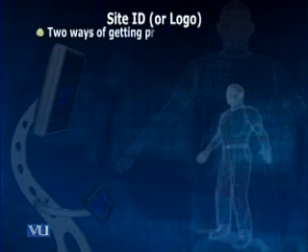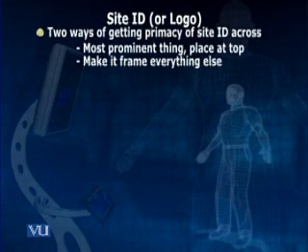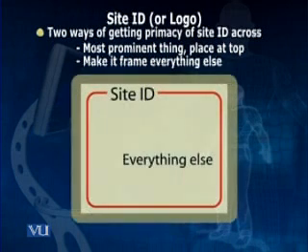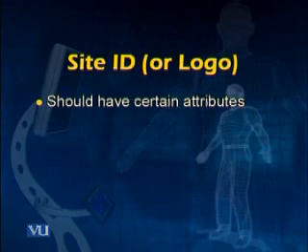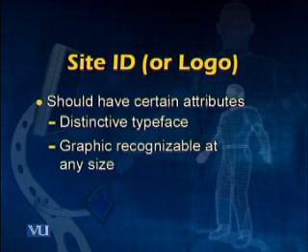So there are two ways of making the site ID prominent. आप उसको top पे place करें and make it frame everything else. So as you can see in the diagram, we have a site ID which is framing everything else within the web page. Also, site IDs should have certain attributes. They should have a distinctive typeface, and the graphics should be recognizable at any size.